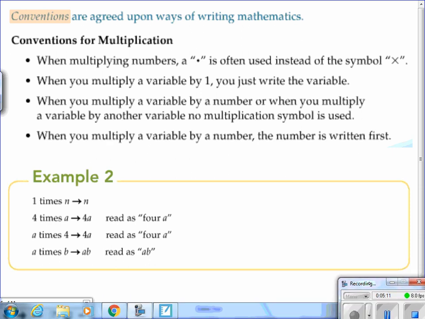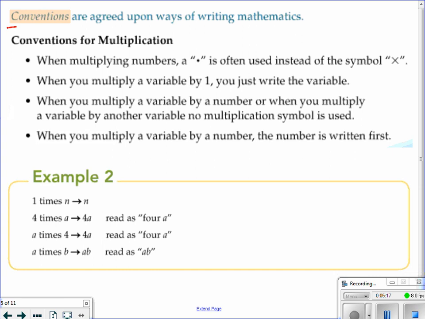So again, just a little thing about conventions here. They're agreed upon ways of writing mathematics. Okay, so for multiplication, we're going to start using the dot instead of the x. And the reason is when we use variables, you don't want to confuse the symbol for multiplication with the variable x.